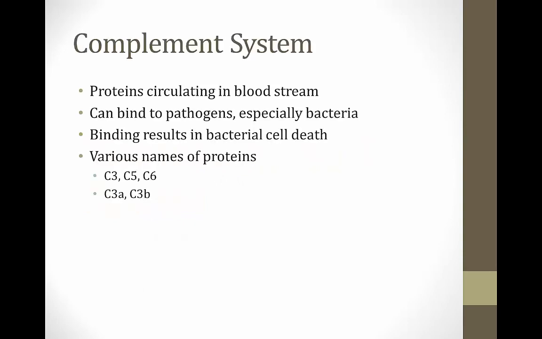The complement system is a collection of proteins that circulates in the bloodstream. It can also be found in tissues, and these proteins can bind to pathogens that get inside the body, especially bacteria. And once they bind to pathogens like bacteria, the result is bacterial cell death. And they go by various names like C3 for complement protein C3, and C5 and C6. Sometimes they also have a letter like C3a and C3b.